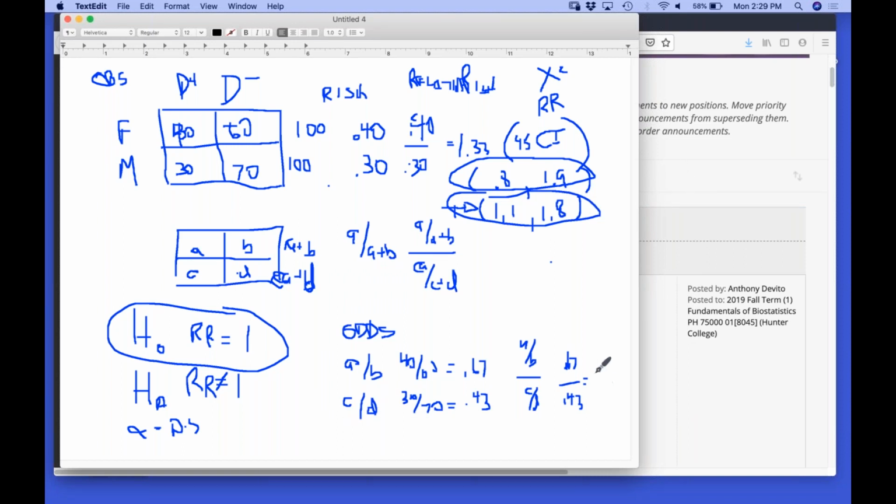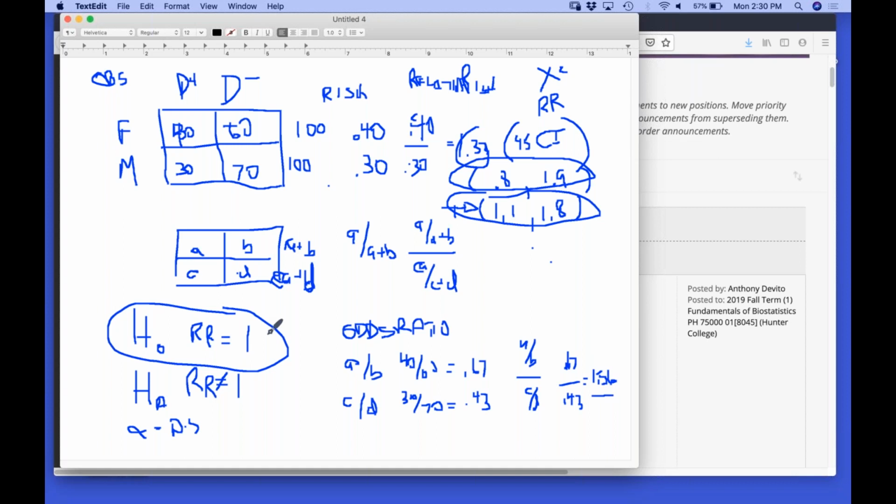Try not to write too much here because it's painful. 1.56, right? So my odds ratio, the ratio of the odds if you're female versus the odds if you're male, is 1.56. What was the relative risk? The relative risk was 1.33. They're kind of similar, right? We get the same kind of thing from them. We get a slightly different number, but they're similar ways of demonstrating the same thing.